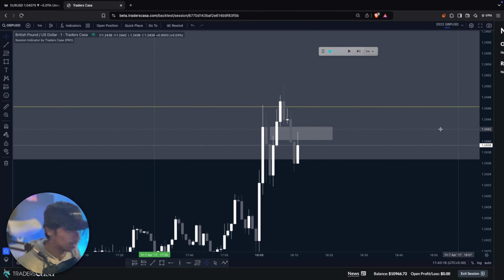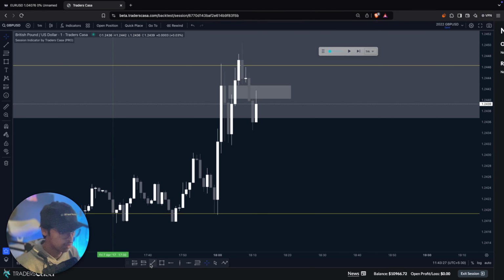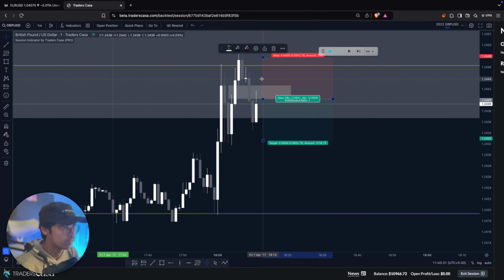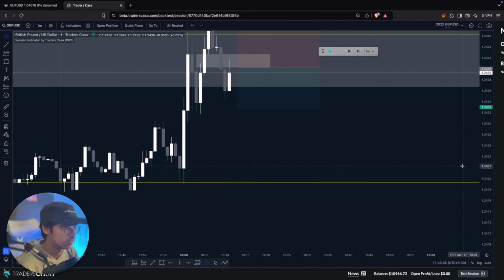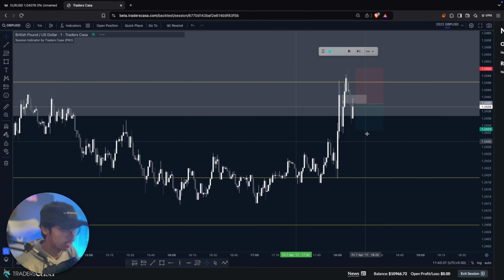Even if the price rewinds, I'm not going to take an entry. I'll take my entry over at this point. Why? Because that is where I'll put my entry. I should not put my entry there. At the high of this inverted fair value gap, and the target below these equal lows.